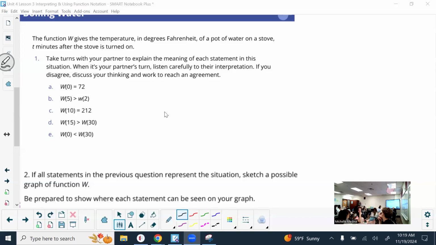So you are saying what the meaning of each statement is. So table 6, what does W of 0 equals 72 say about the situation? Like 0 what? 72 what?